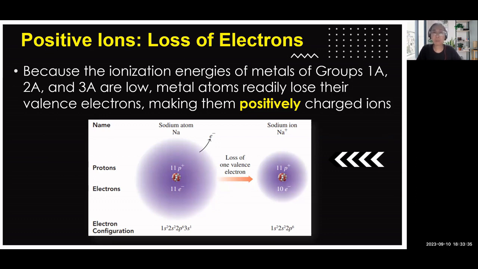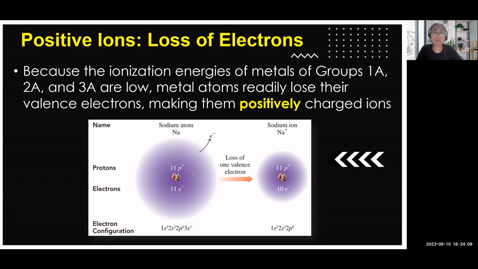For example, in the case of sodium, the atomic number is 11. That atomic number represents the number of protons for that atom. If you have a neutral sodium atom, meaning it's not positive or negative, the net charge is equal to 0. That means you have an equal number of protons and electrons. In this case, we have 11 protons and 11 electrons.